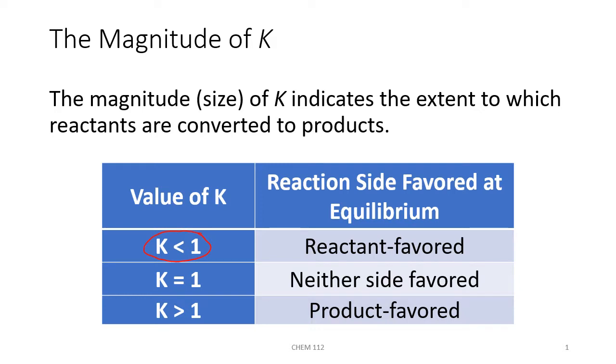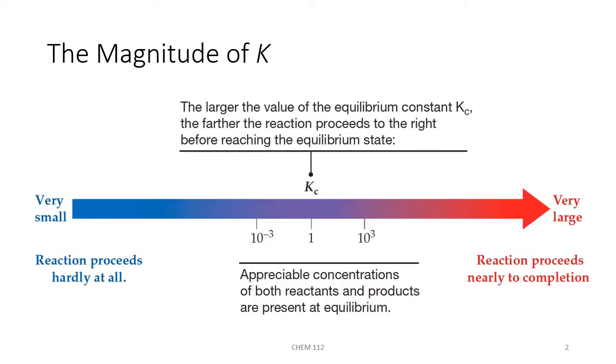If we have a K value that's equal to 1 or about equal to 1, neither side is really favored. That means that at equilibrium, there will be about equal amounts of reactants and products present. And if you have a large value for K, a K that's much bigger than 1, we say this is a product-favored equilibrium. Once the reaction reaches equilibrium, there should be a large amount of products and a small amount of reactants. As the value of K gets larger, that means that the reaction proceeds farther to the right. And when we say farther to the right, we mean it produces more products before reaching equilibrium.